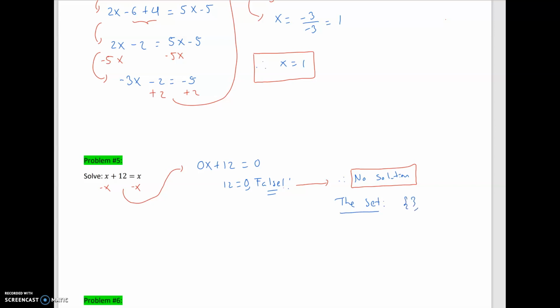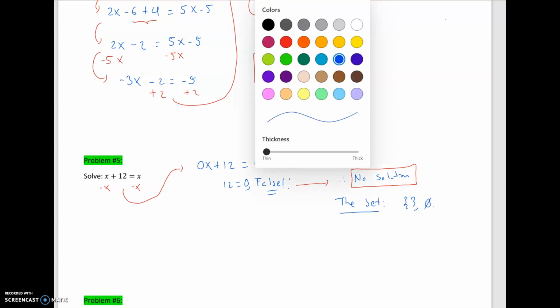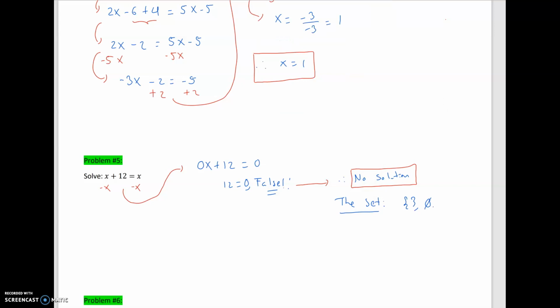You can express it as 2 squiggly brackets or a 0 with a dash across. So either one of these answers is perfectly fine. If it wants the set, then in that case, it wants us to express it as one of these two.